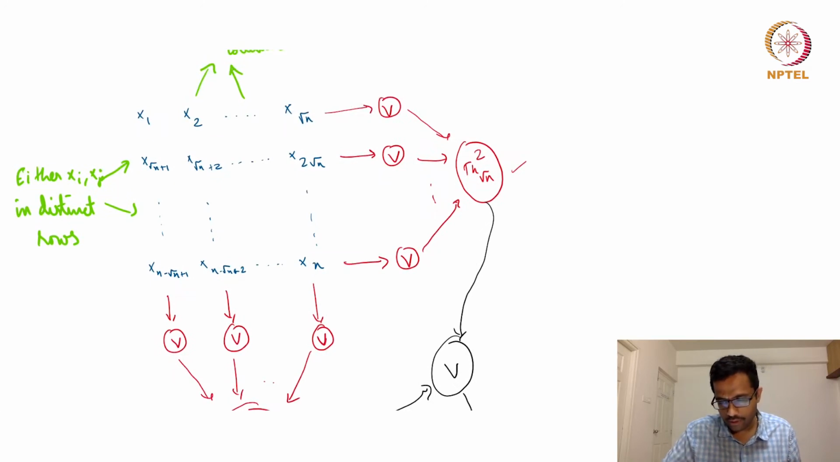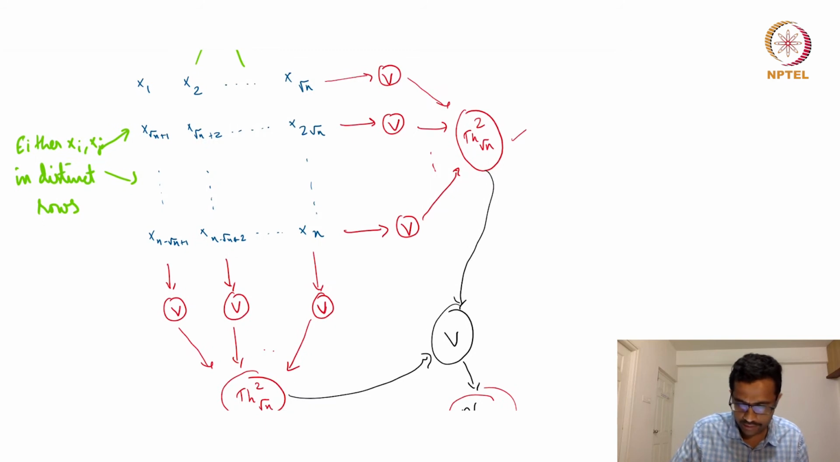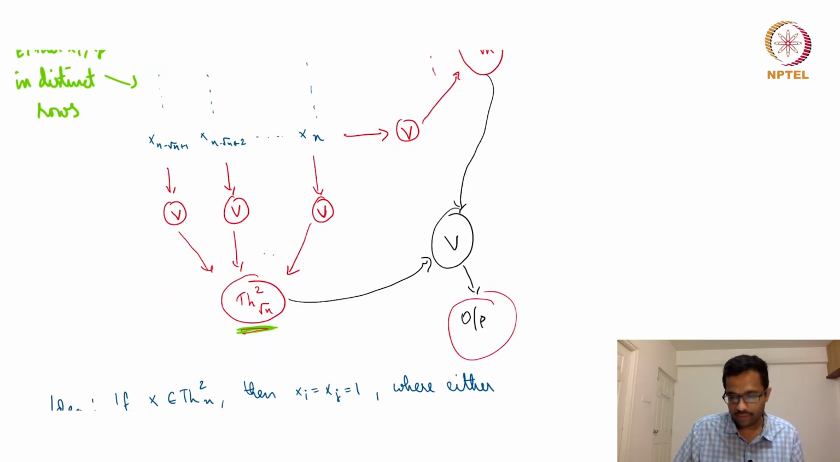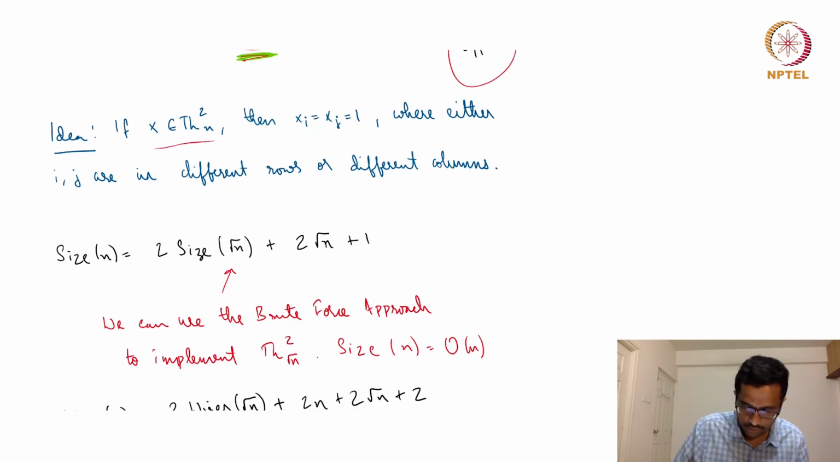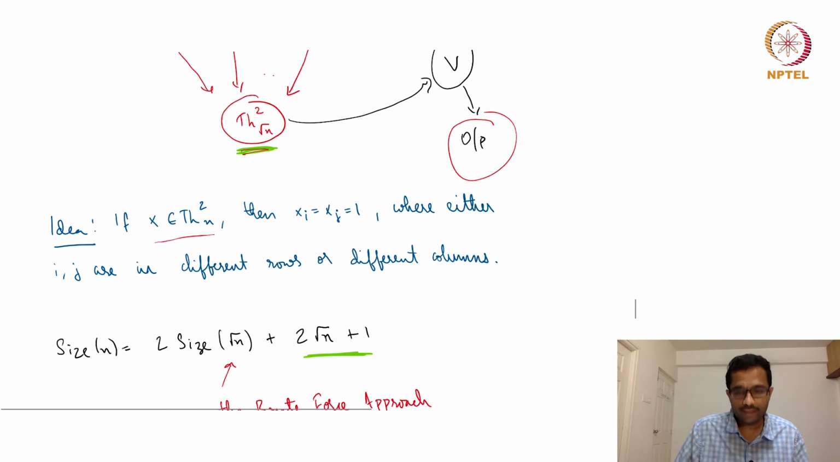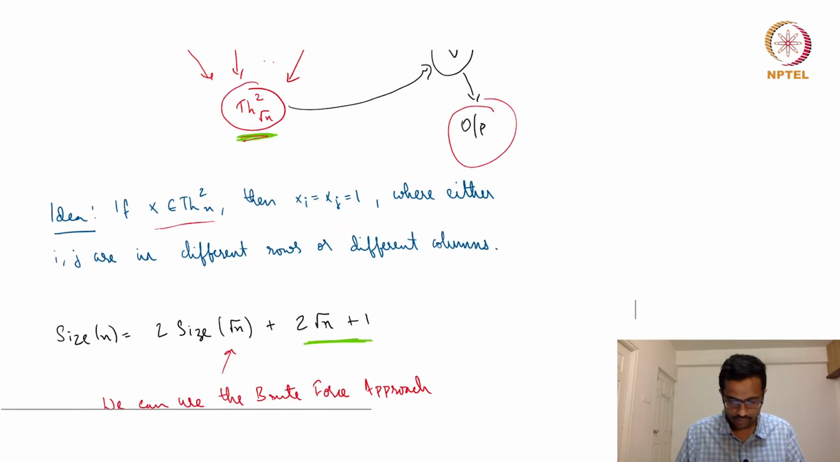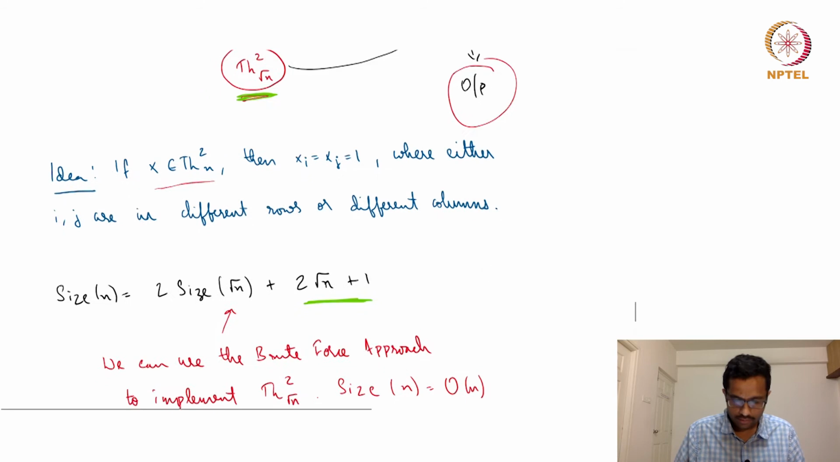We have 1, 2, 3 up to square root n gates here. Square root n gates corresponding to columns, right? Square root n gates corresponding to the rows, and one OR gate. So 2 times square root n plus 1, plus whatever is the recursive component, that is 2 times size of square root n, because this is threshold 2 gates of size square root n, right? So this is the size.